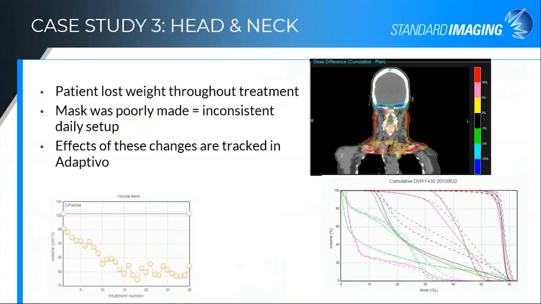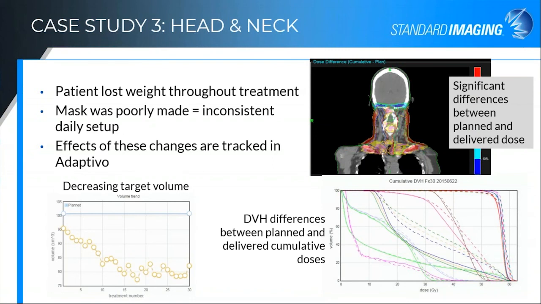Another example here is a head and neck patient who lost weight throughout treatment, as most head and neck patients do. In addition, this one had a mask that was a little bit loose, which made for an even more inconsistent daily setup. The effects of these changes were tracked with Adaptivo. In the 3D viewers, we can see some differences, especially here at the skin, between planned and delivered doses. What you're looking at here is local percent differences between the plan and the cumulative delivered doses.